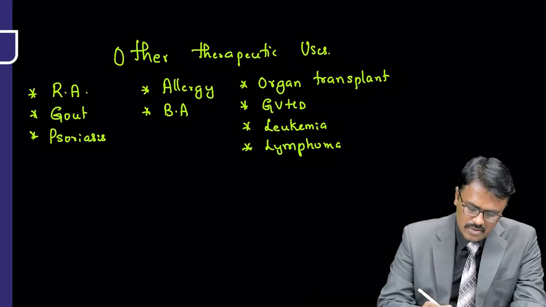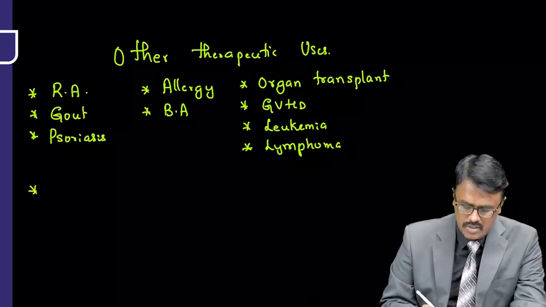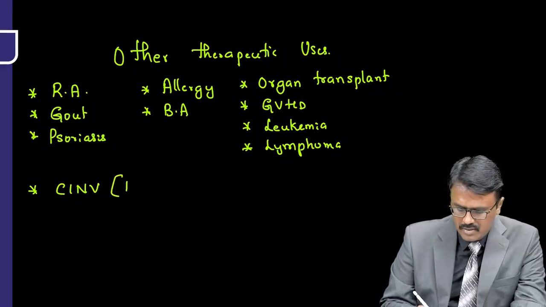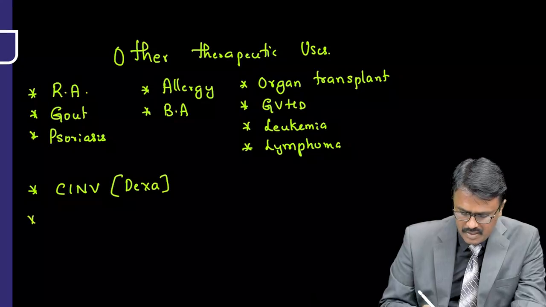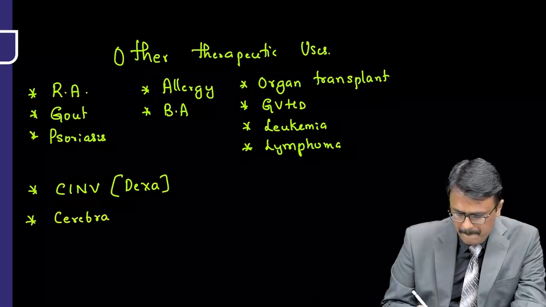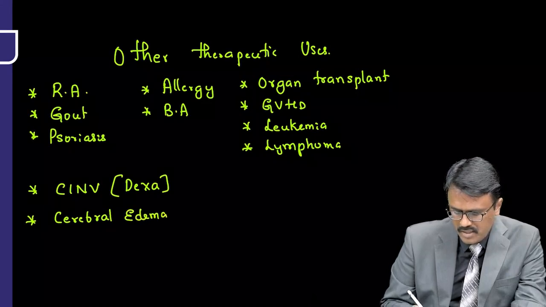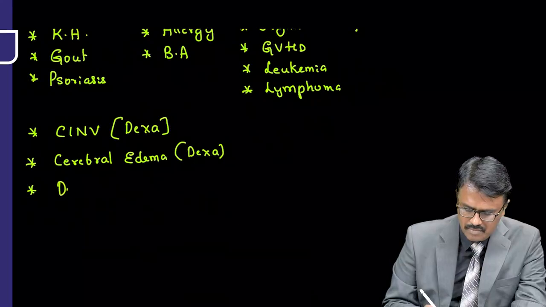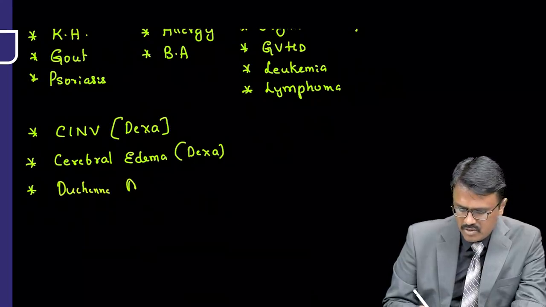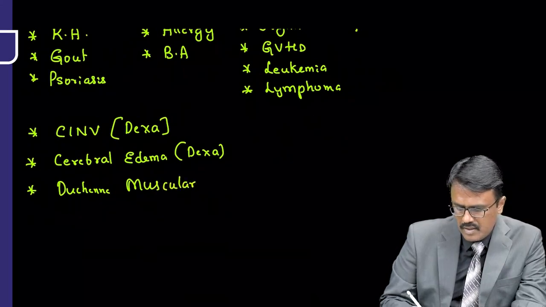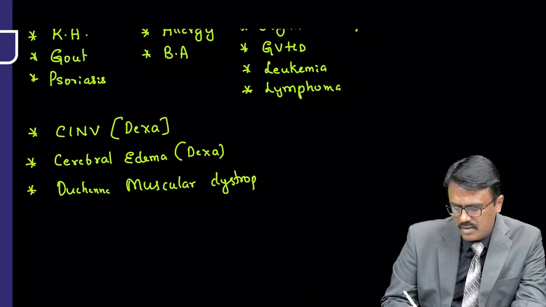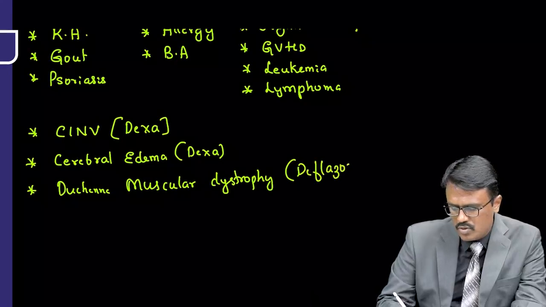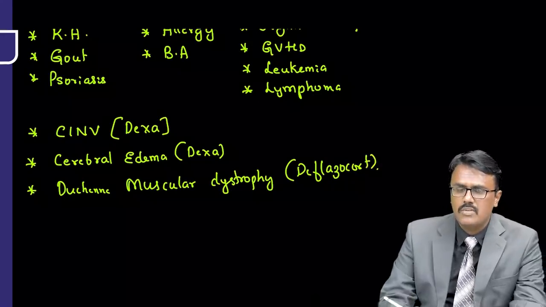Apart from that, is there any other use of steroids? Special uses: they are also used in chemotherapy induced nausea vomiting, CINV. The drug that is preferred is dexamethasone. Again, it is used in cerebral edema, and the preferred one is again dexamethasone. Now, there is a condition called Duchenne muscular dystrophy, and the drug which is approved for that is deflazacort. It has been shown to be beneficial in these patients.